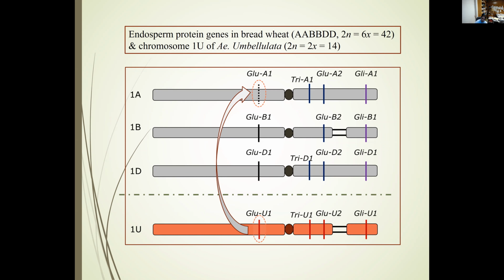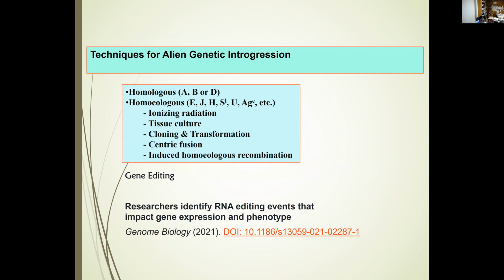This diagram is showing that the gene is close to the centromere, from the linkage data. And our target should be chromosome 1A. How we can achieve it is homologous recombination. That is the one I'm going to talk about, but there are other ways: ionizing radiation, tissue culture, cloning, transformation, centrifugation, and homologous recombination. The new science is gene editing.